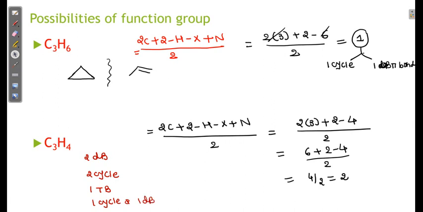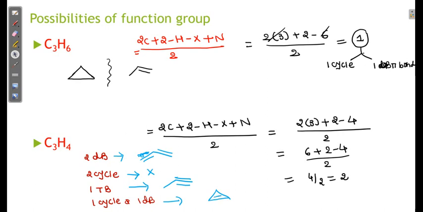These are the possibilities. If we see here 2 double bonds, there are 3 carbons, and I can write it not like this but in this way. This is the possibility. 2 cycles: it is next to impossible to make 2 cycles within 3 carbons. 1 triple bond, so I could form this way. 1 double bond, 1 cycle, it is possible. Yes, possible.